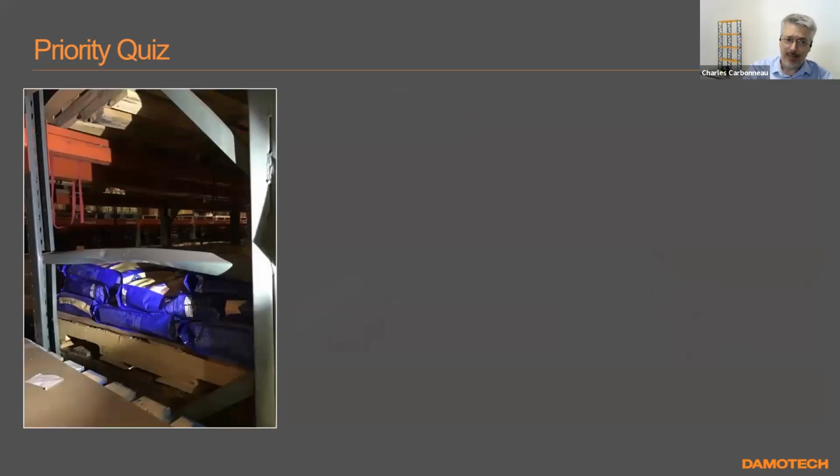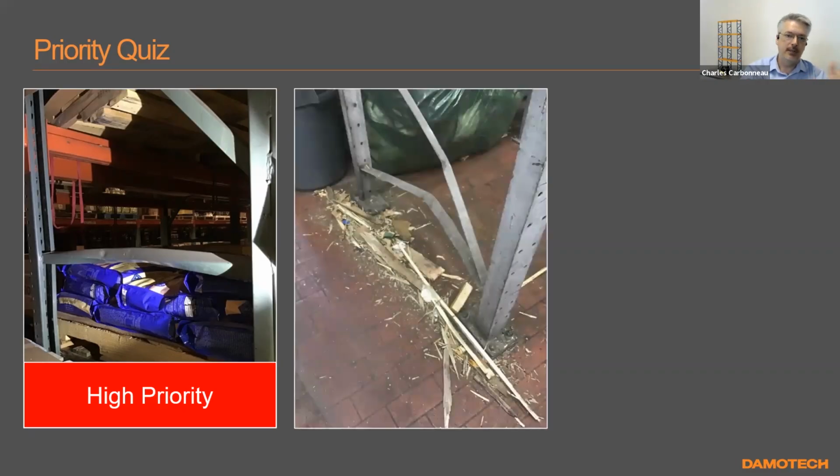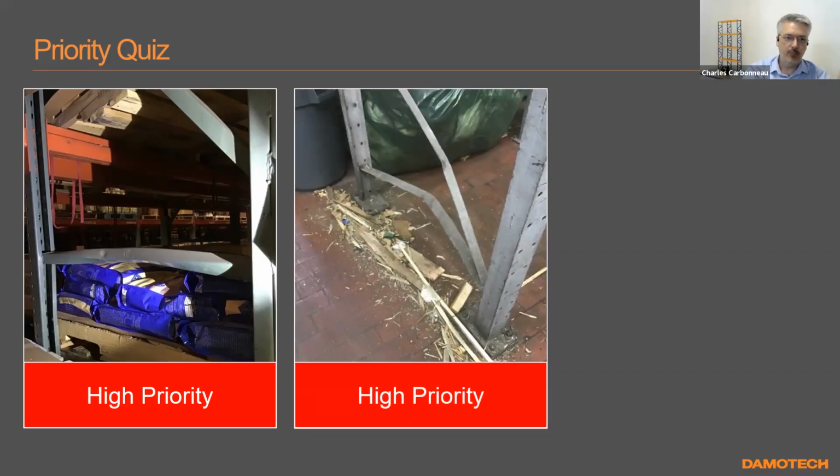A badly twisted horizontal brace would be a high priority. If you're in a very high seismic zone, it might be an unload or a partial unload. So you could leave it at high, but say, I want to remove the top 2 pallets just to be safe. This is like a very high priority.